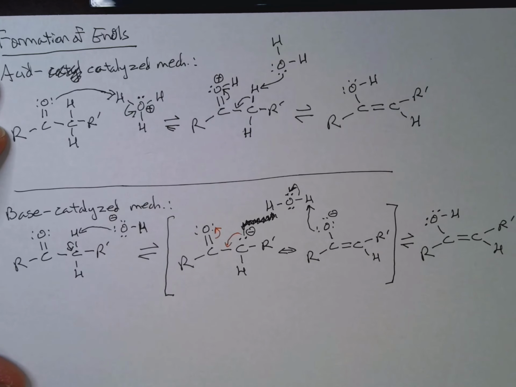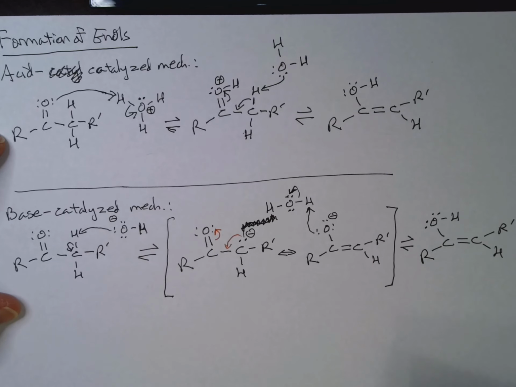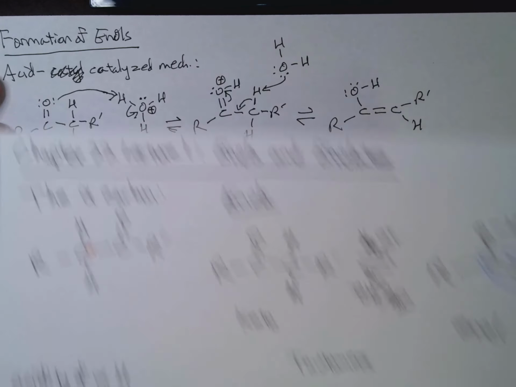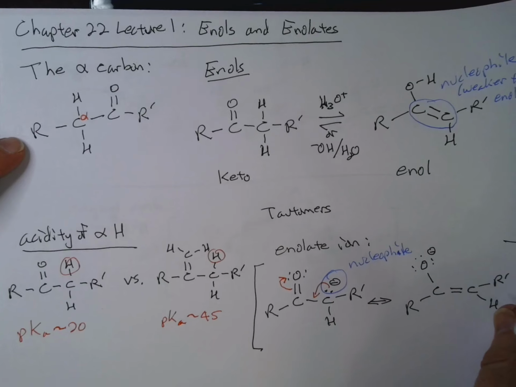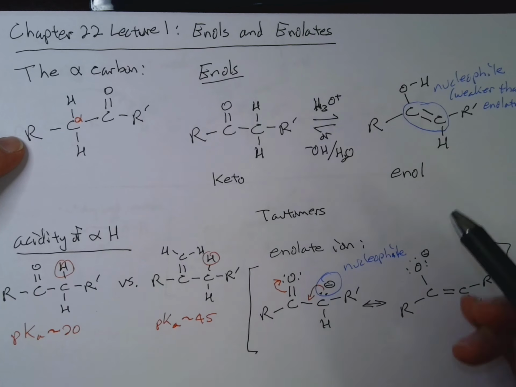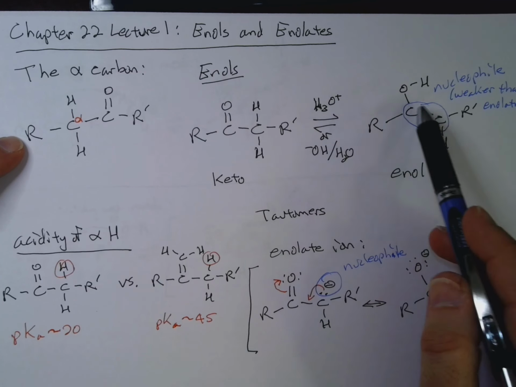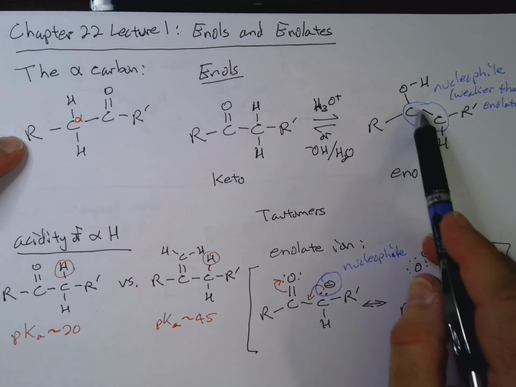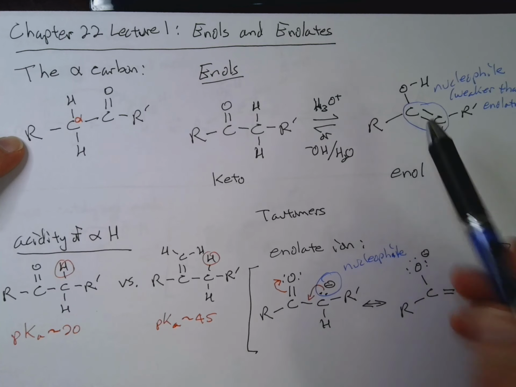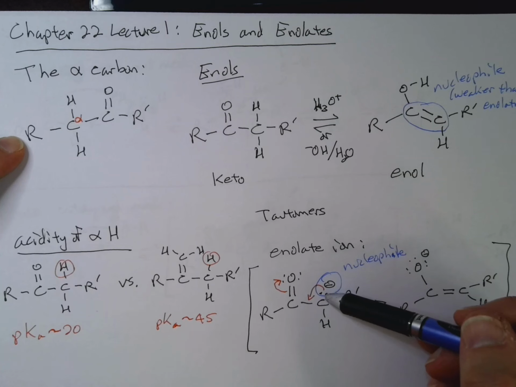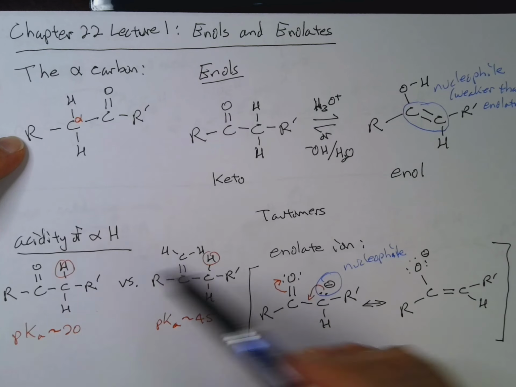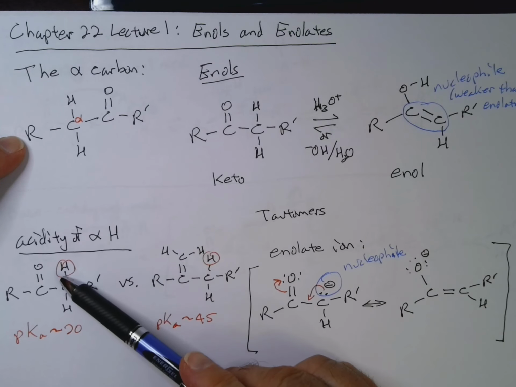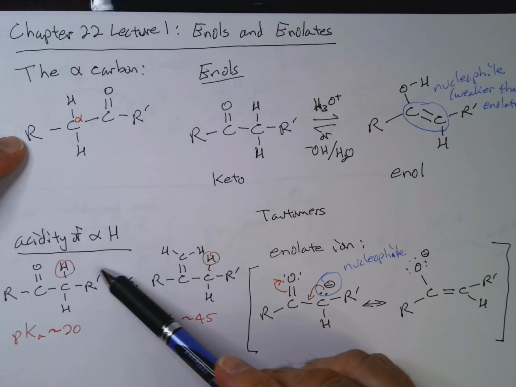So things to remember from today: you want to know these mechanisms, then understand what the nucleophilic parts of enols and enolates are, namely the alpha carbon, because we have either extra electron density in the form of a pi bond, or we have a full negative charge. And then lastly, alpha hydrogens are acidic, well, relatively acidic.